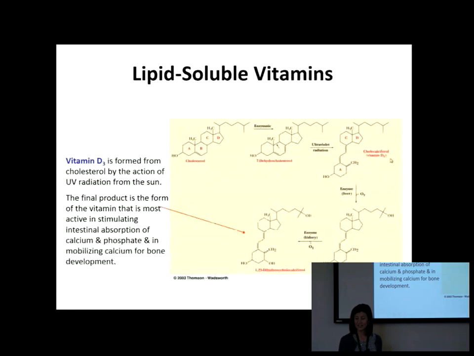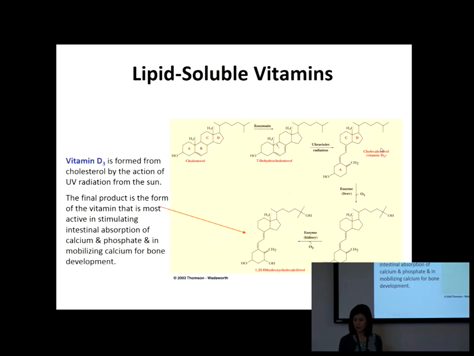Anyway, make sure it's D3. So then you're going to open it up in your liver and oxygen. We're going to make an alcohol here, and then put another alcohol over here. And this is the active form that stimulates the absorption of calcium and phosphate in your intestine. So this is really what does the work.